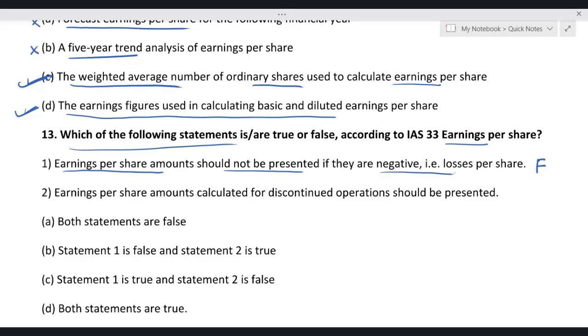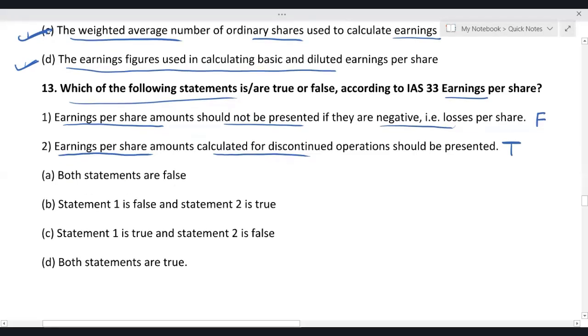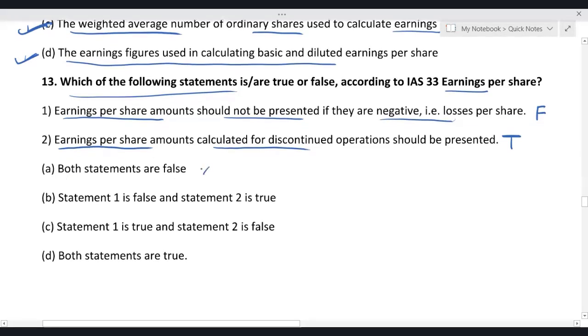So saying that since loss per share is a negative value, we should not disclose, according to IAS 33 we should not present this, that is a false statement. If there is a loss in the business, simply you will write loss per share. Earnings per share amount calculated for discontinued operations should be presented, true. We have discussed it, we have seen questions as well. Obviously, you have to calculate EPS for continued as well as discontinued operations. So both statements are false? No. Statement 1 is false. Statement 2 is true. So B is the answer.